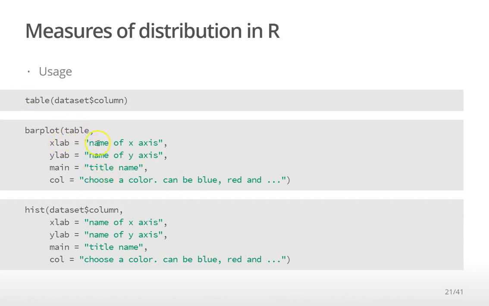Then I'm going to allocate a categorical variable to the x-axis, another categorical variable to the y-axis. I'm going to identify the title. I'm going to give it a color, and that's it. The same situation about x-axis, y-axis, main title, and color holds true for the histogram. However, the difference is that a histogram can take arguments from a column. Let's explore all of this in an example.